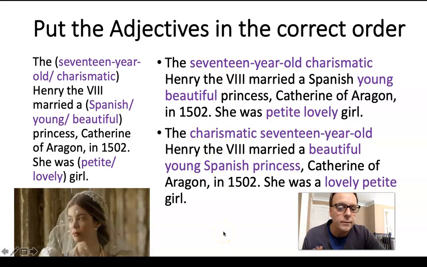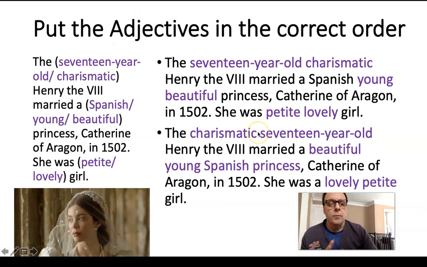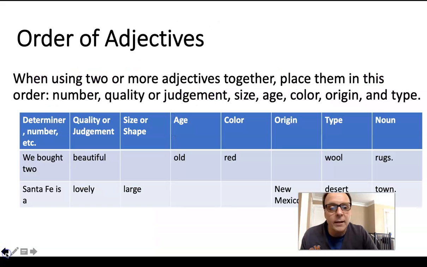So take a moment if you want to pause your video and just think about it. And again, if you wanted to, you could go back in the video and look at how we do this: number, judgment or quality, size or shape, age, color, origin, type, and then your noun is at the end, right? So if you want to pause it and just decide, I'll give you a second, and then I'll come back. Okay, the 17-year-old charismatic Henry VIII married a Spanish young, beautiful princess, Catherine of Aragon, in 1502. She was petite, lovely girl. Doesn't sound right to me, and I'll tell you why. Let's go back. The charismatic 17-year-old.